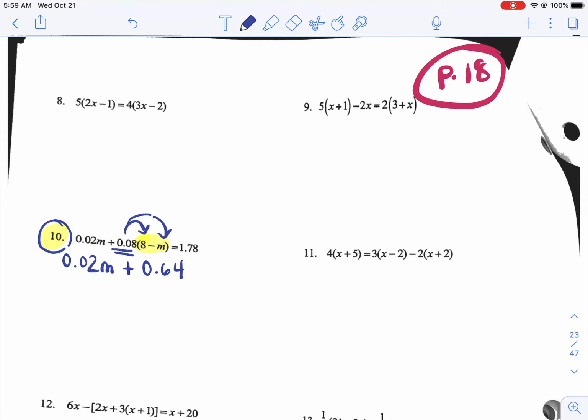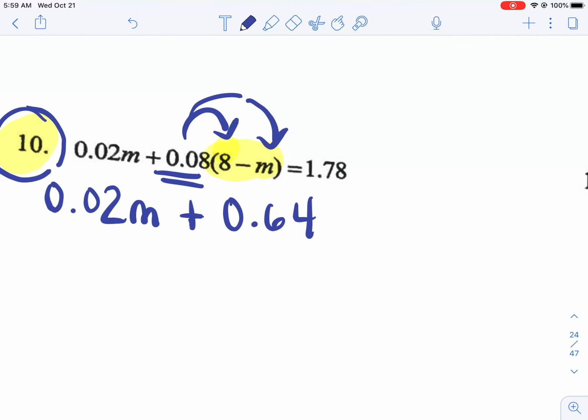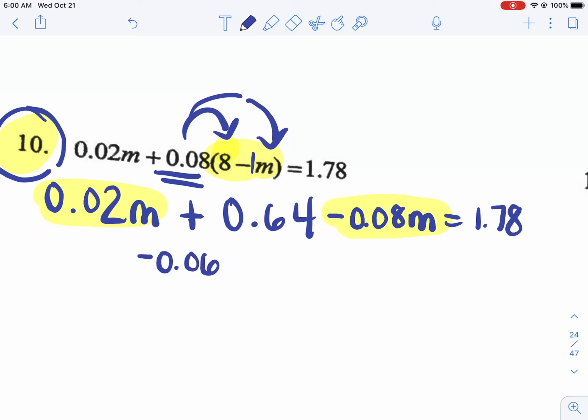Now, be careful here. Negative m really has a negative 1 here, so it's going to be 0.08 or 8/100 times negative 1, which is negative 0.08m equals 1.78. And then I can combine like terms here. If you're checking, again, I would suggest using your calculator. Let me punch that in. And I get negative 0.06m plus 0.64 equals 1.78.